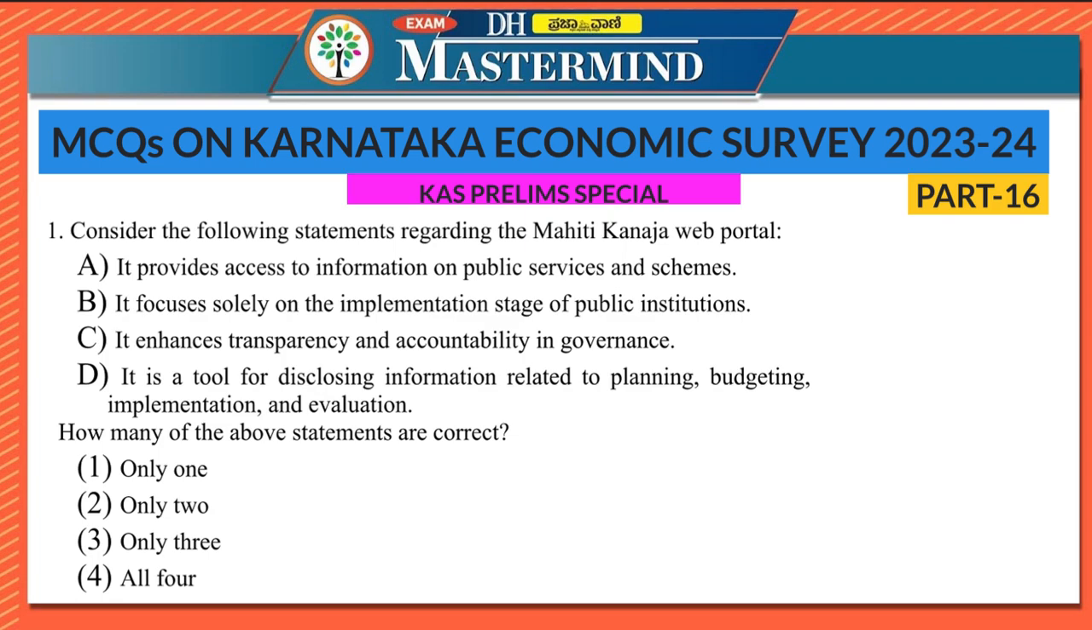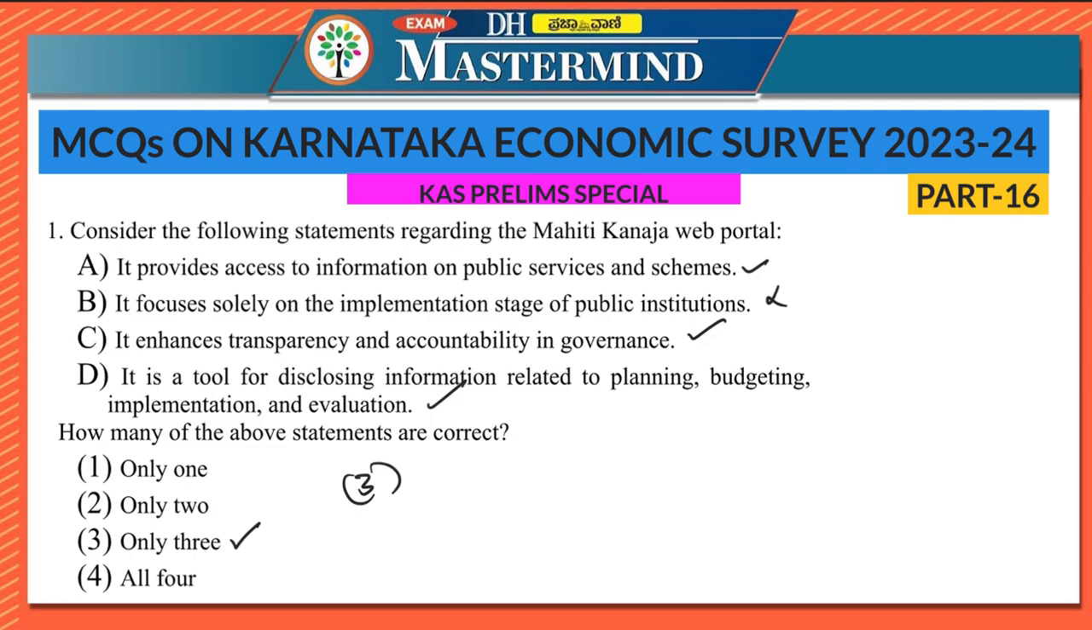First question says: consider the following statements regarding the Mahiti Kannada web portal. A, it provides access to information on public services and schemes. B, it focuses solely on the implementation stage of public institutions. C, it enhances transparency and accountability in governance. D, it is a tool for disclosing information related to planning, budgeting, implementation, and evaluation. So here statement A is correct, B is false, C is correct, D is correct. Therefore, the right option is option 3, only 3.